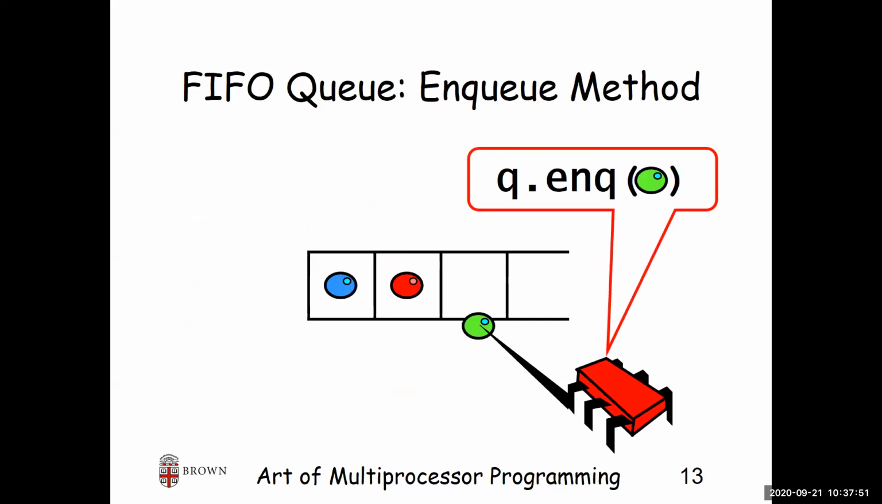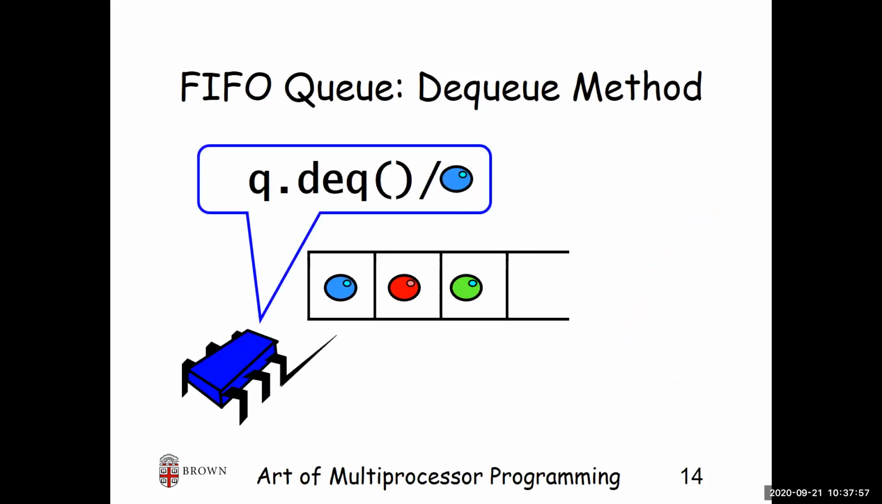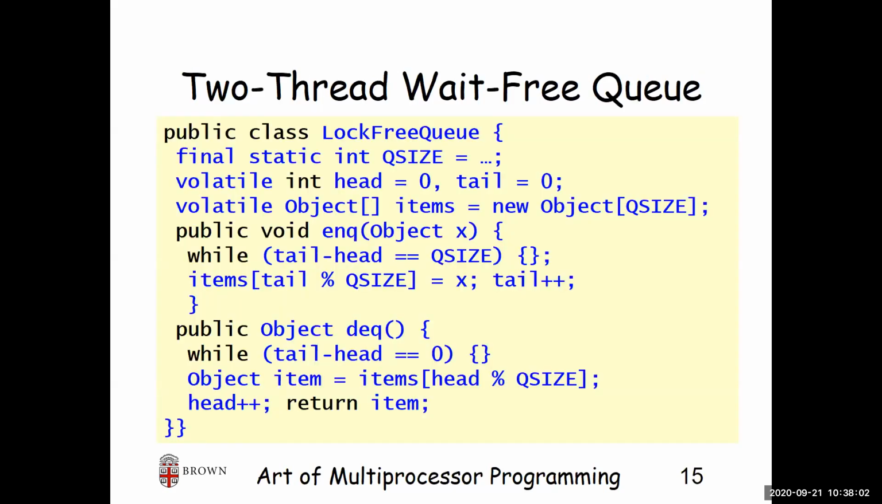So let's look at our old friend, the FIFO queue. We have an enqueue method and a dequeue method. And when we have two threads, we have a wait-free queue that we can implement that looks something like this. I think it needs to have some checks on the bounds for the head and tail to make sure that you don't write too many things or read too many things. No, actually, it doesn't. It's got those while loops in there to do that. One thing that might improve this code, does anybody have an idea for something to improve this code?